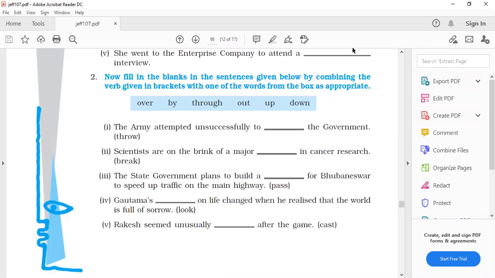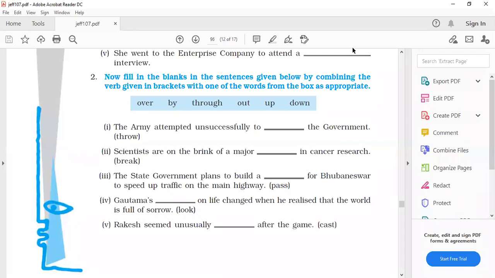Gautama's outlook on life changed when he realized that the world is full of sorrow. Yes, Gautama's outlook on life changed. Outlook means point of view, way of thinking. Yes, perception. Rakesh seemed unusually downcast after the game. Downcast after the game. Downcast means depressed, sad.